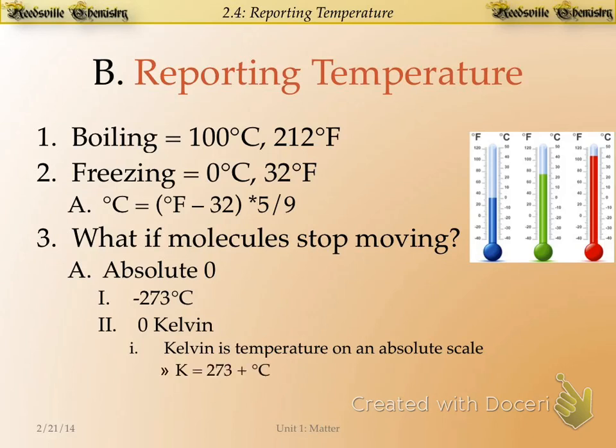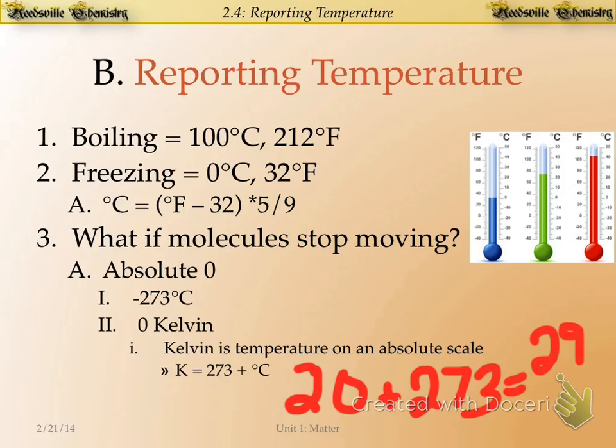And it's important to know that if you are going to report a number in Kelvin, all you do is take the Celsius temperature and you add 273. So for instance, if it were 20 degrees in my room right now, which it surely is not, I'm freezing in here, but if it were, I would add that to 273, and I would say, oh, it's 293 Kelvin in my room. Notice there's no degree symbol with Kelvin, only with Celsius and Fahrenheit. There's no degree symbol because it is, again, an absolute scale.